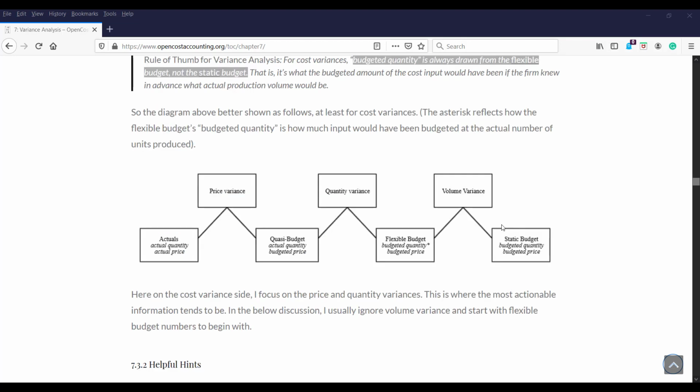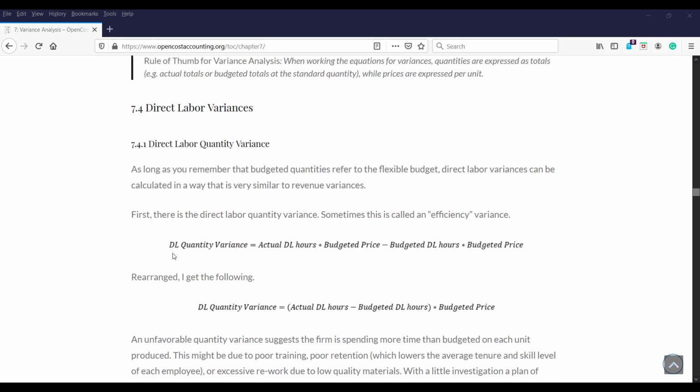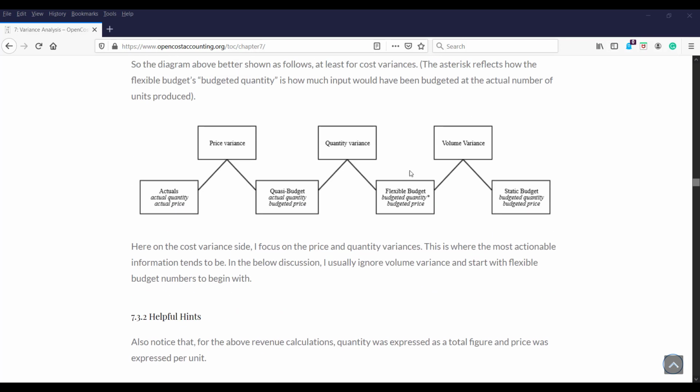We've already trued up from the static budget, which projected a certain number of direct labor hours for the static budget volume, to the flexible budget, which says how many direct labor hours we would have budgeted if we knew about our true volume, at the actual volume. Okay, that gives us the direct labor quantity variance. That's this flexible budget minus what I call the quasi budget. I just need a different name for a flexible budget. It's another type of flexible budget, really.